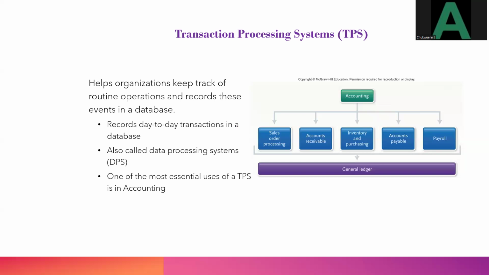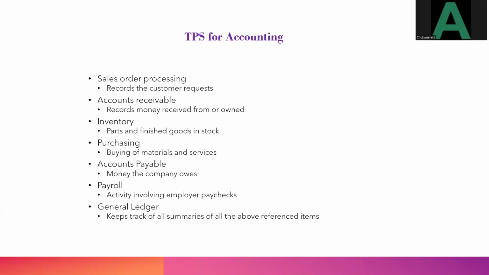Like you can see here, this picture is showing you the accounting system, which is being used in a transaction processing system, which shows the sales order processing, accounts receivable, inventory level, purchases, accounts payable, and the payroll, which also lies within the what? General ledger of the company. Okay, so in accounting, look at the process that we have here. The transaction processing system for accounting has these elements. It provides the sales order processing, which records the customer's request.